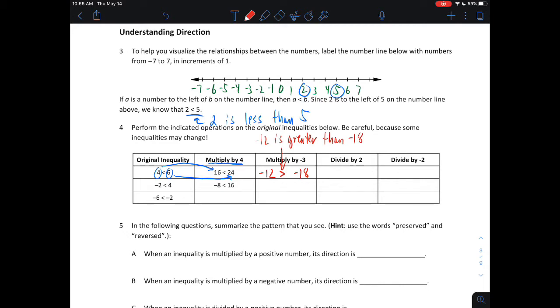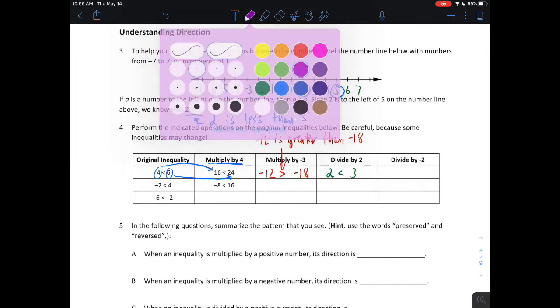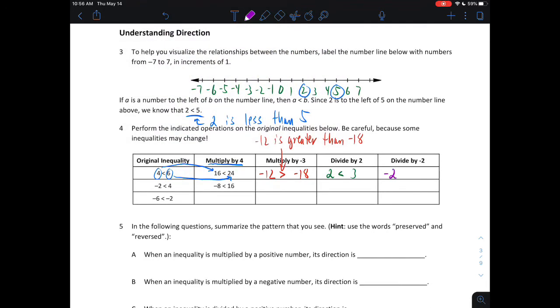All right, now let's go to the next column. Divide by 2. What's 4 divided by 2? That's 2. What is 6 divided by 2? That's 3. Would my inequality point in the same direction as the original inequality? Yes, because 2 is less than 3. What if I divide by negative 2? 4 divided by negative 2, that's negative 2. 6 divided by negative 2 is negative 3. And now take a look at our number line. Is negative 2 to the left of negative 3? No. So then I wouldn't say that negative 2 is less than negative 3. I would say the opposite. Negative 2 is greater than negative 3.